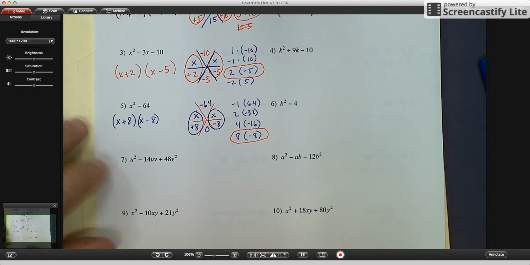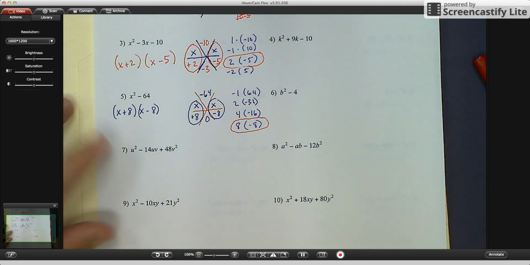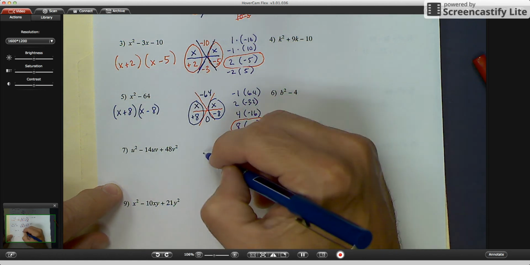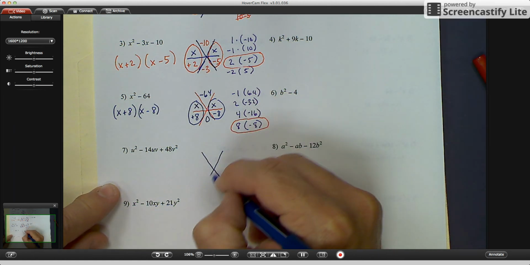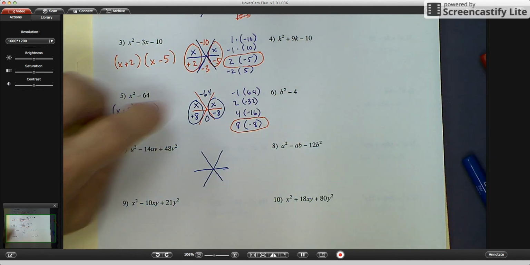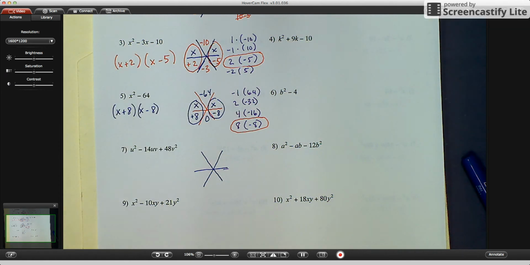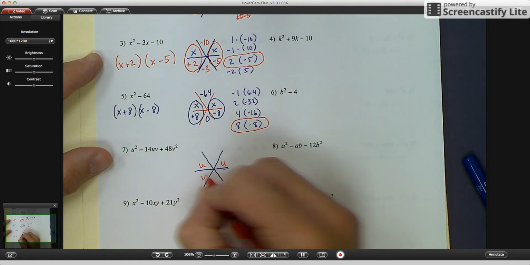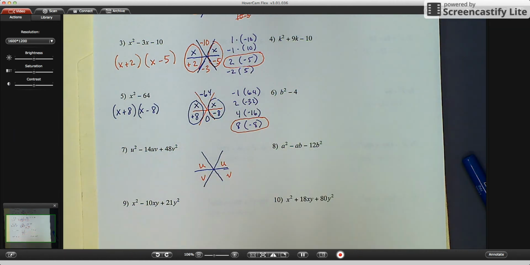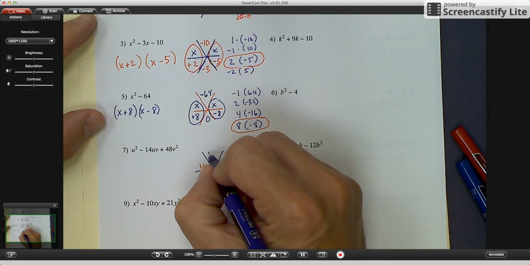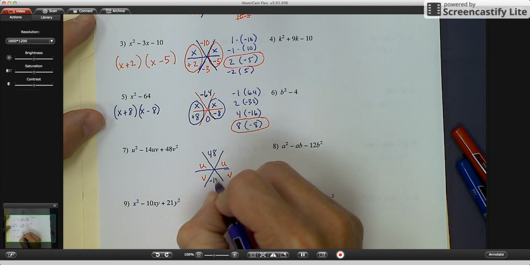For number 7, the difference in number 7 is that you have two variables. You have a u squared and a v squared. And the only thing that's going to do is when we do our snowflake and our magic x, we're going to have a variable in the top spot and in the bottom spot. So our top spot gets a u, and then the bottom spot gets the v. Okay? The top number here is a, which is 1, times c, which is 48. And then the bottom number is -14.